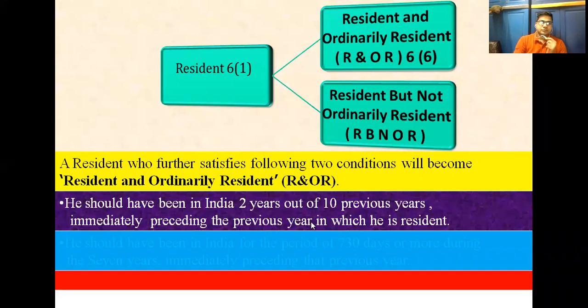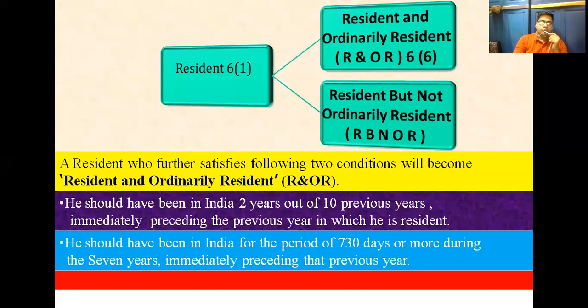Now the second condition: he should have been in India for a period of 730 days or more during the 7 years immediately preceding the previous year. The previous year is 2020-21. Before the previous year, in those 7 years, he should have been in India at least 730 days. He must satisfy this particular condition.